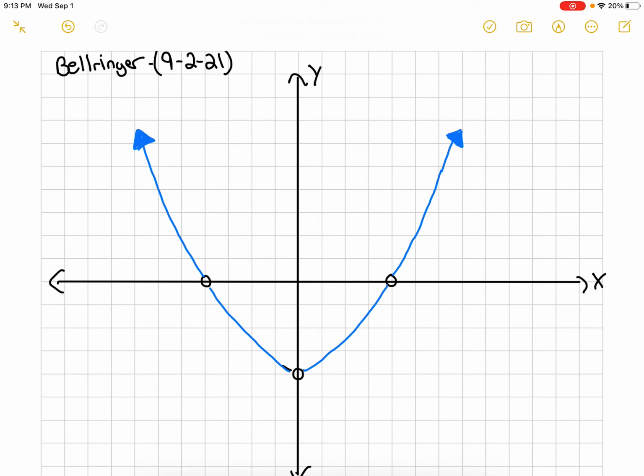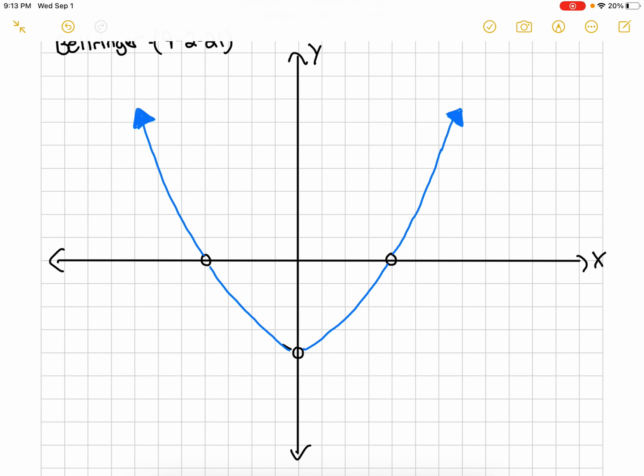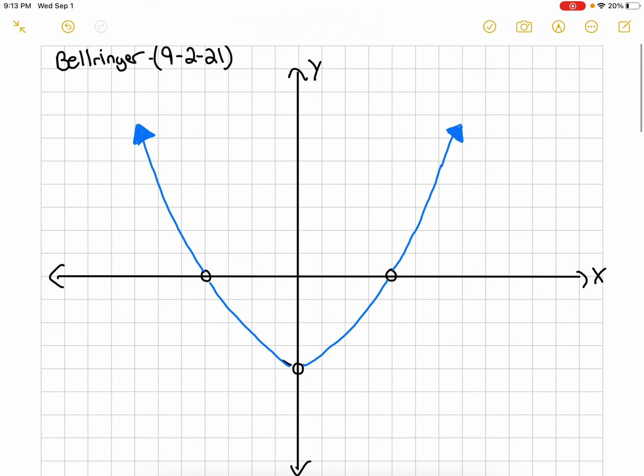Here's your bell ringer for Thursday, September the 2nd. I need you to copy this graph in your notebook. Make sure you got the right coordinates where these holes are in the graph. There's 3 holes. And we're going to answer 10 questions based on this one graph for the bell ringer. And then I'm going to give you a homework problem to do on your own.